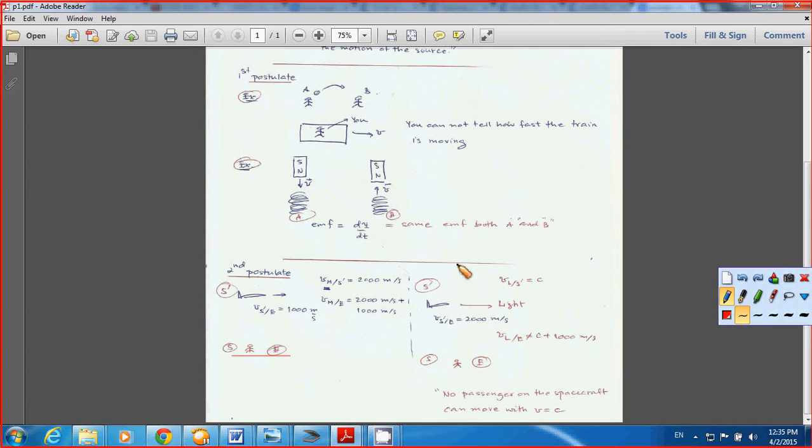Now look at the other situation, when you have something moving with the velocity of light. In this case, the spacecraft just shines a light. You know exactly that the velocity of the light with respect to the S prime reference frame is going to be the speed of light, and the velocity of the spacecraft with respect to the Earth is 1000 meters per second. If you want to find the velocity of the light with respect to the Earth, you would probably say it's going to be equal to c plus the speed of the spacecraft.